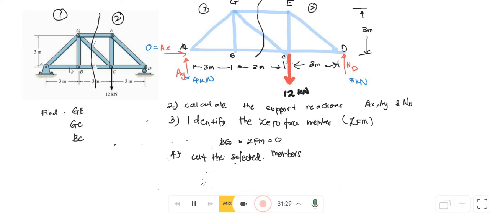Okay, so you have to be careful, right? But again, if you want to select the section, the best is to choose the section that has the fewer number of forces. So in this case, better to choose number 1. Okay, so we can choose number 1. So we have to draw the FBD for the selected section.